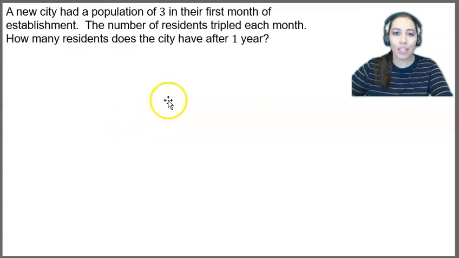New City had a population of 3 in their first month of establishment. The number of residents tripled each month. How many residents does the city have after 1 year?